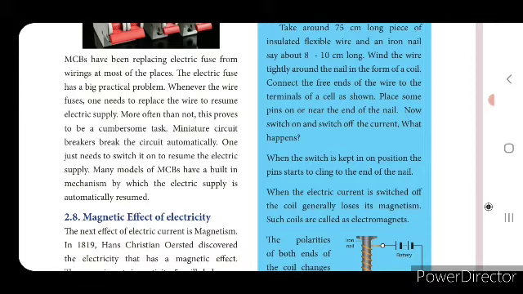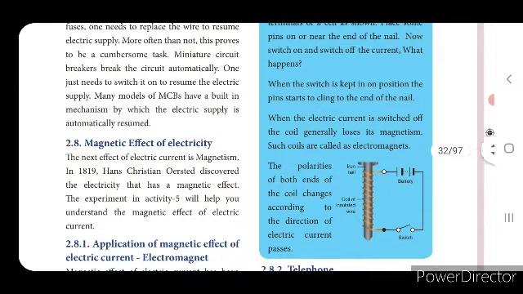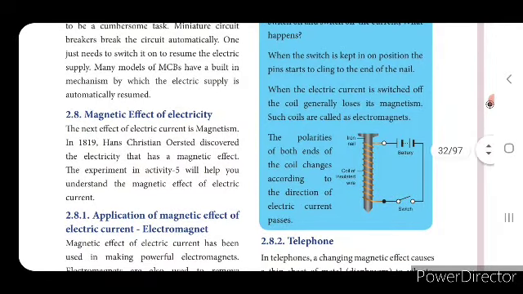Now if the switch is on, what will happen? When the switch is kept in the on position, the pins start to cling to the end of the nail. When the electric current is switched off, the coil loses its magnetism. Such coils are called electromagnets. Do you know the important property of a magnet? Opposite poles attract each other, and a magnet will attract iron things, isn't it?